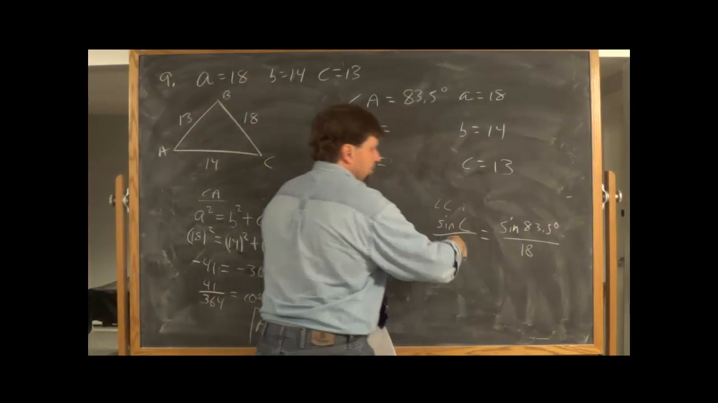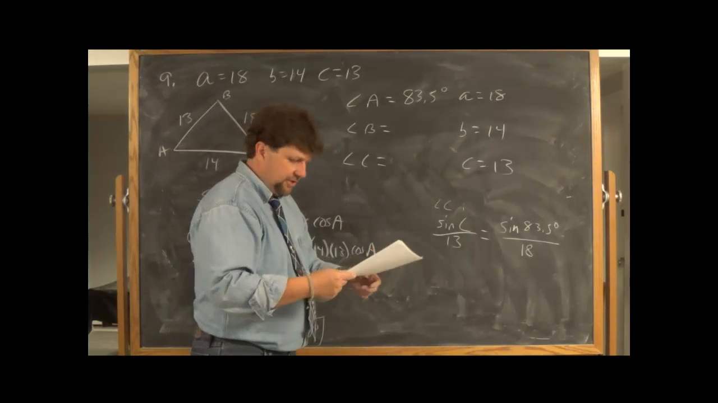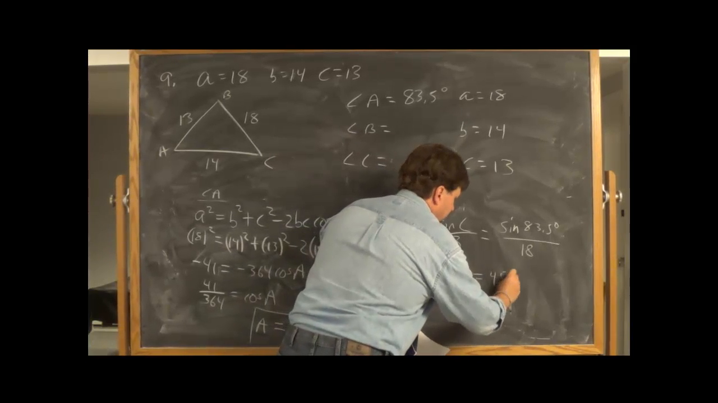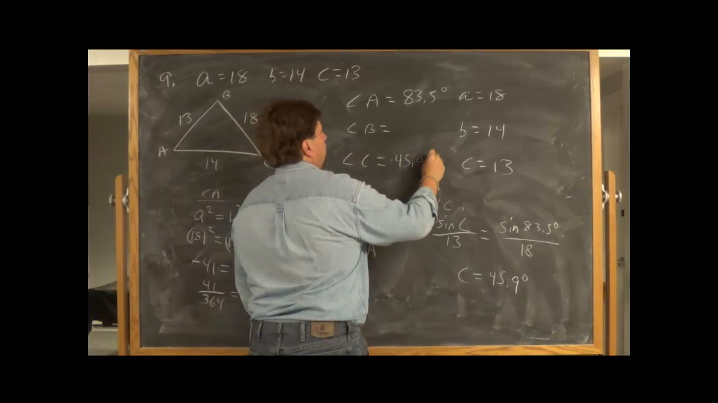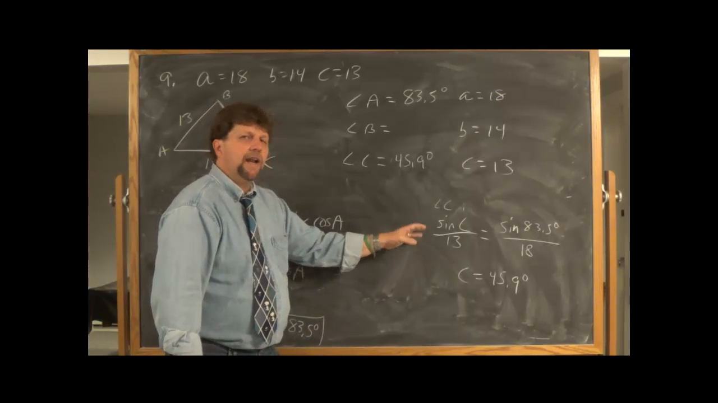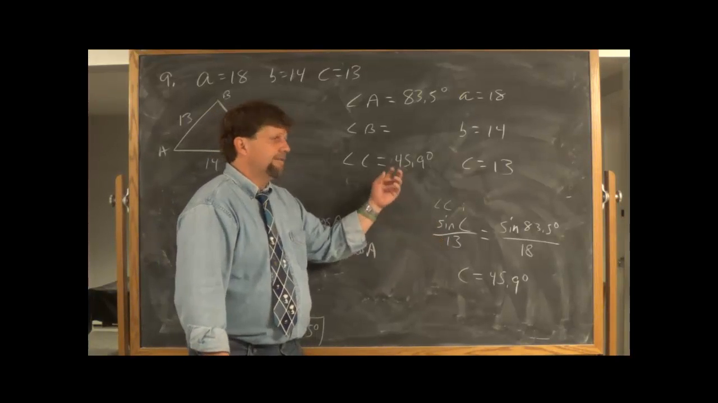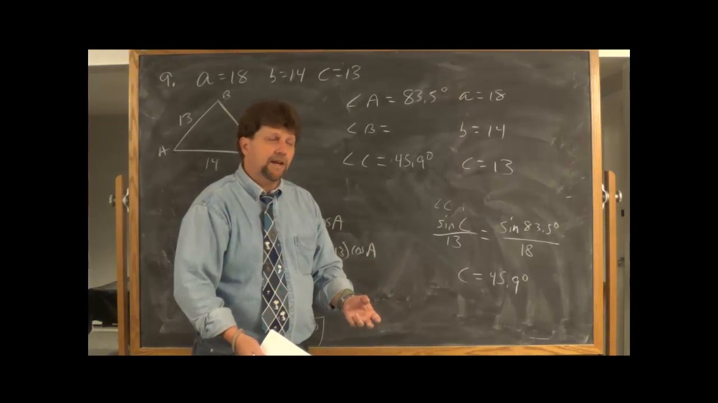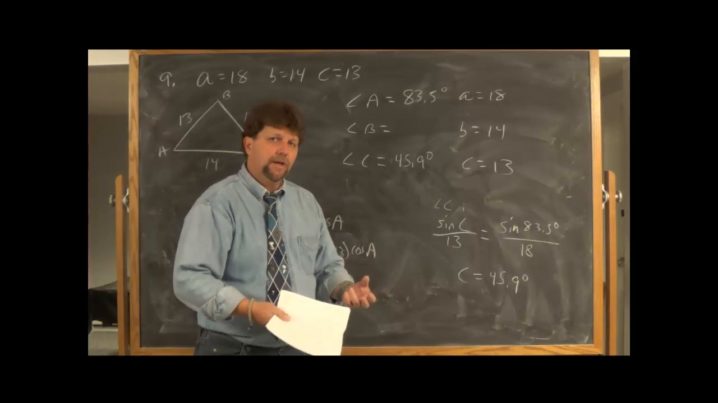And then I multiply both sides of that equation by 13 and then do inverse sine, and I get angle C to be 45.9 degrees. Okay. In case you're wondering, I was using law of sines to find an angle. Why am I not worried about the ambiguous case of the law of sines? Well, I'm not worried because there's nothing ambiguous here for me to worry about.